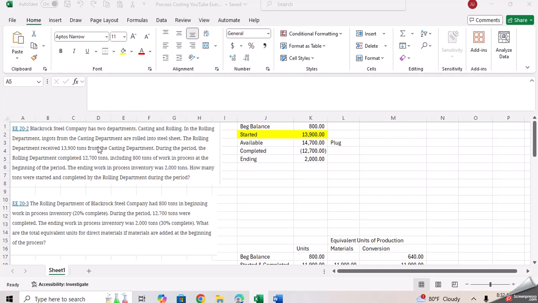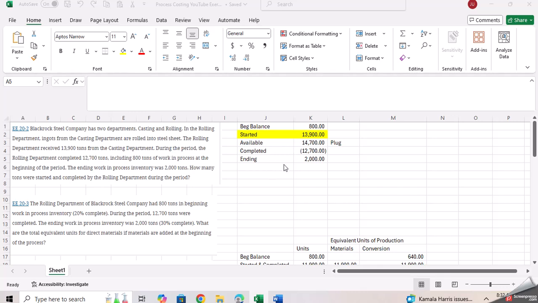So the rolling department comes in from the casting department. And during the period, the rolling department completed 12,700 tons, including 800 tons of work in process at the beginning of the period. The ending work in process was 2,000 tons. So how many tons were started and then completed by the rolling department?